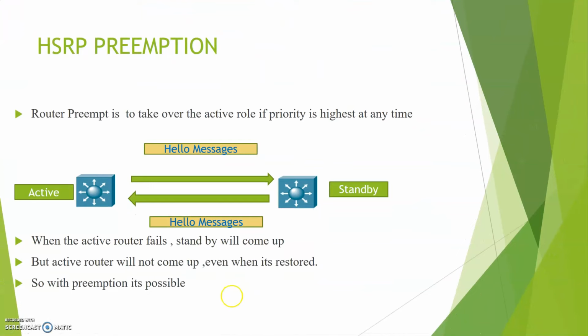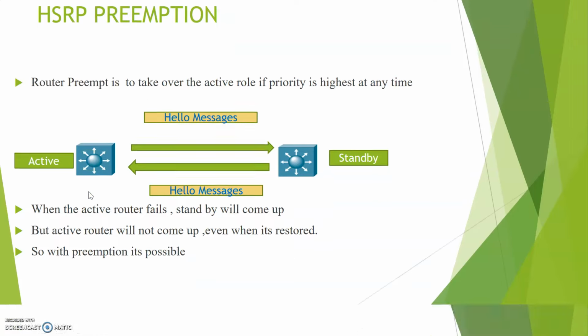And what is HSRP preemption? Here I have connected two routers, primary and secondary. This is without preemption. When the active goes down, the standby will take over the active role. But if after some time the active comes up again, it will not get restored without preemption. With preemption, that is possible. That means when the active goes down, the standby will take over the active role, but after some time, when the active comes up again, it will get restored. That means it will always take over the active role if its priority is the highest. So that is the HSRP preemption feature.